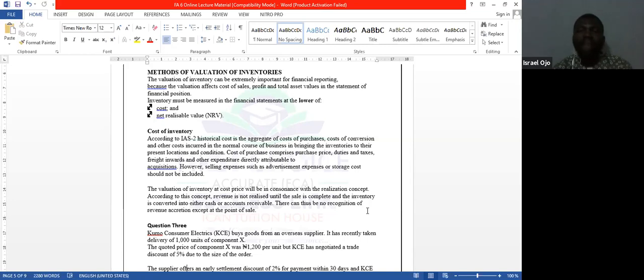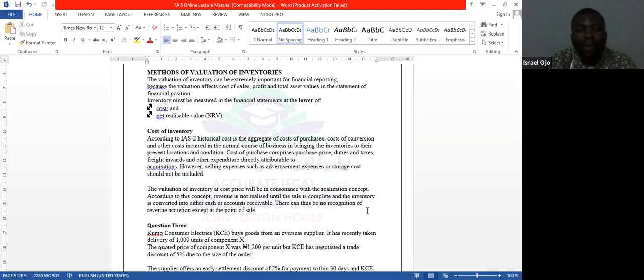It means that every cost that you have incurred when you purchase it to bring it to that particular position that you are going to sell it off, that cost is added together and used to value the inventory that you have in your record. Then the valuation of inventory at cost will be consonant with the realization concept.